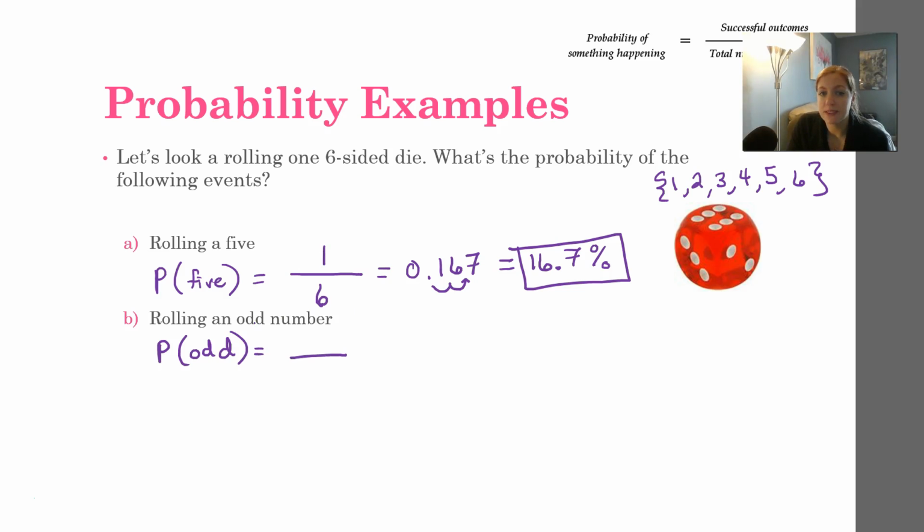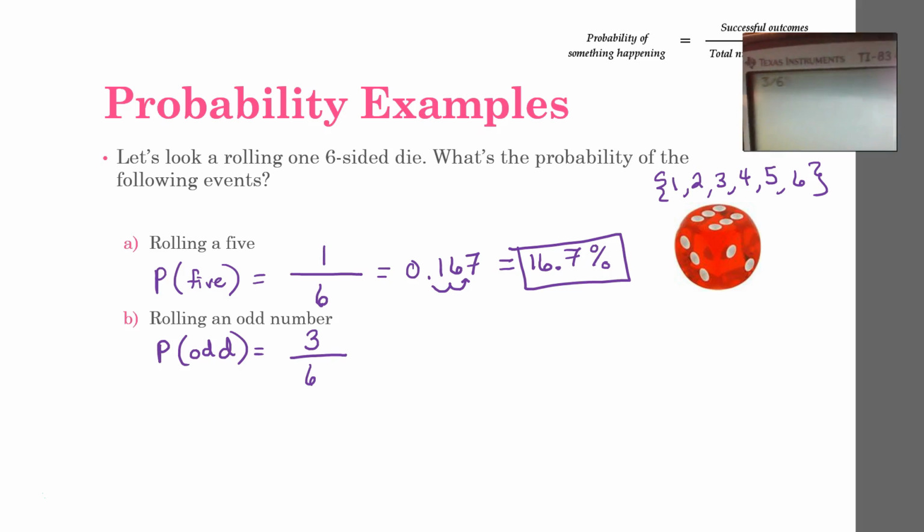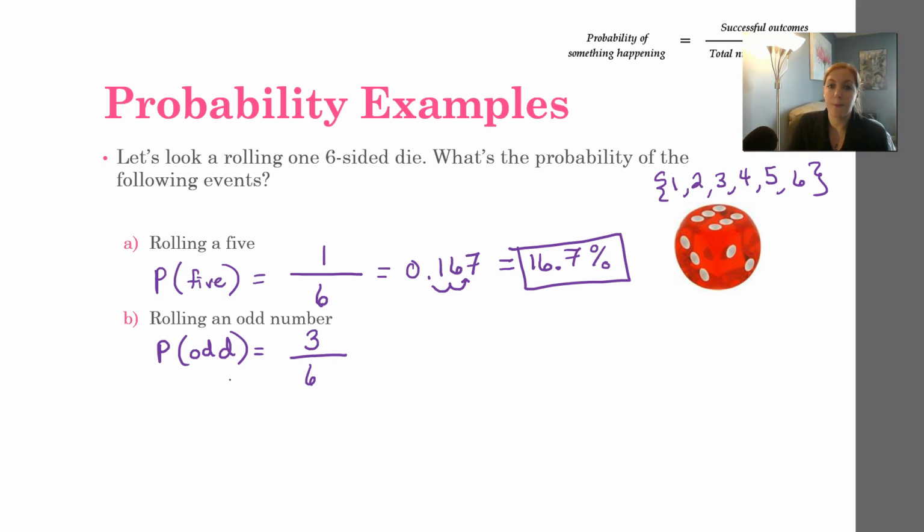The number on top is the number of ways to get that event. So how many odd numbers do we have in our outcomes? We have 1, 2, 3 odd numbers. And then what number goes on the bottom? It's the total number of outcomes, which would be 6. And again, we can just take our calculator, plug it in. 3 divided by 6, hit enter, you get 0.5.